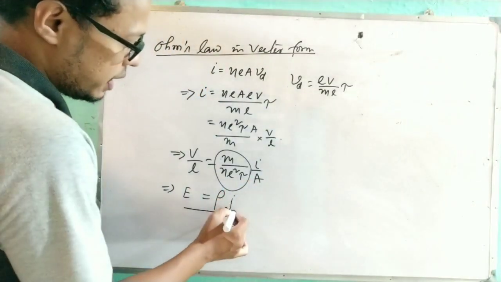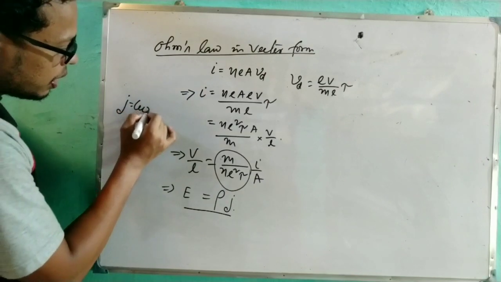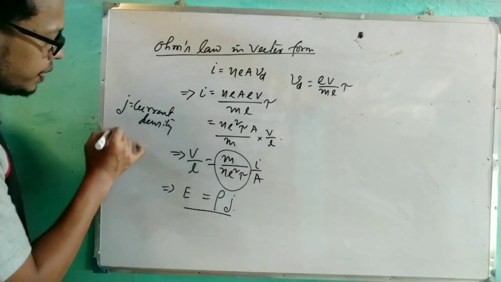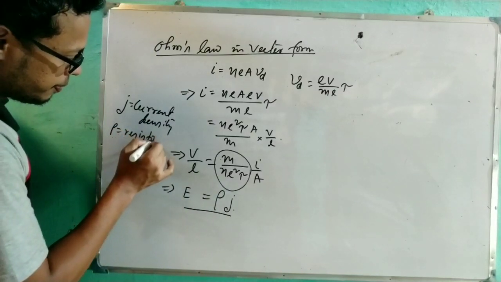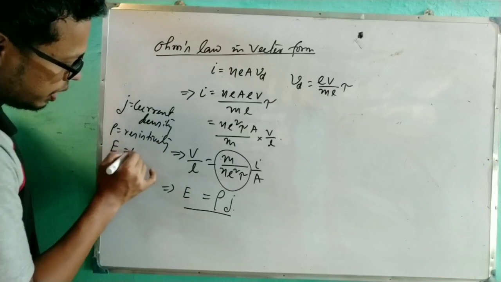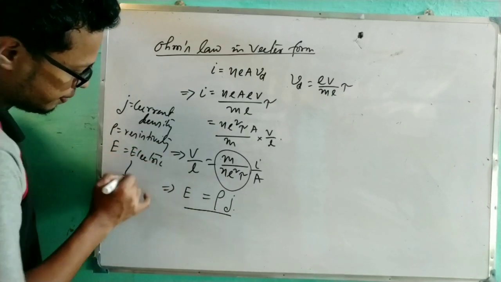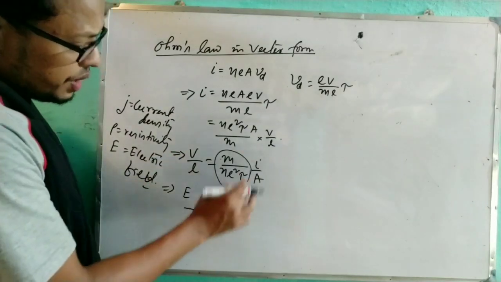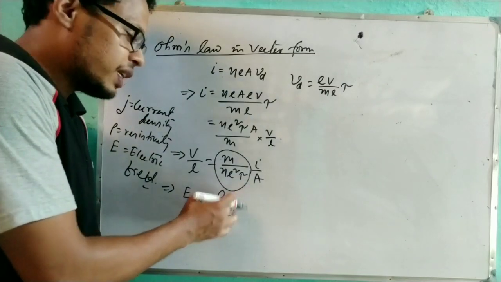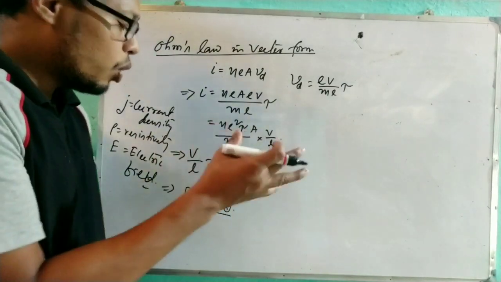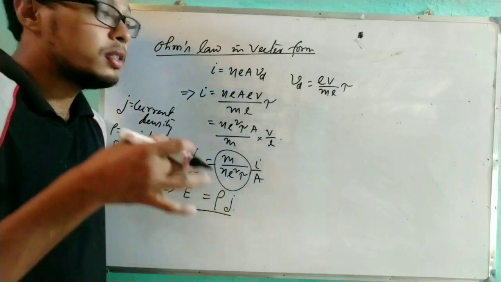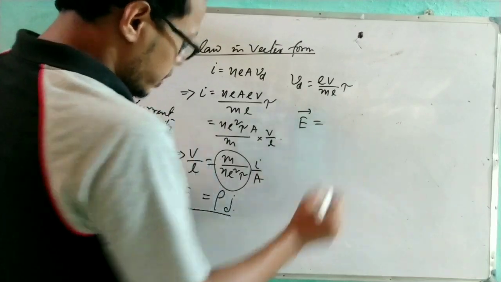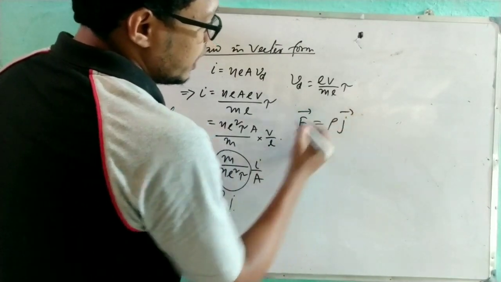Okay, so J is the current density, rho is the resistivity, and E is the electric field. Now see, the direction of J, since it is a vector quantity, is along the direction of the electric field, or along the direction of current. So in vector notation we can write E equals rho J.